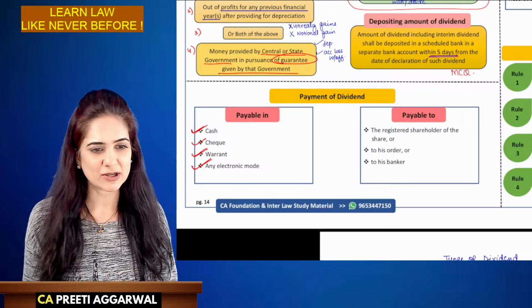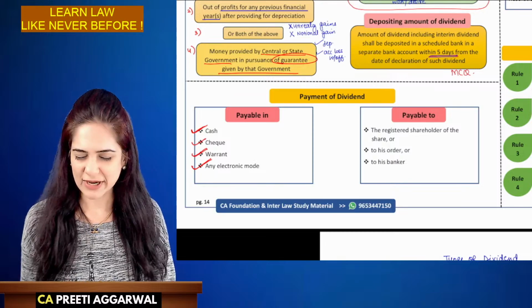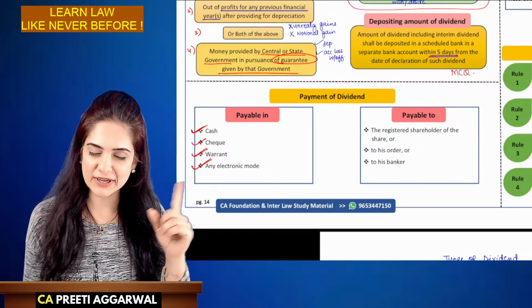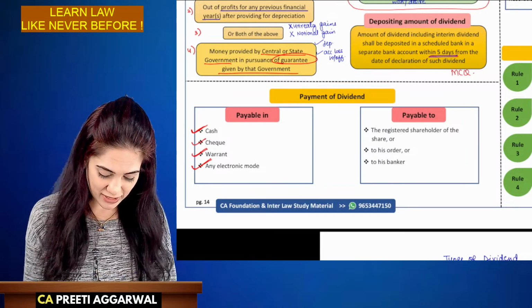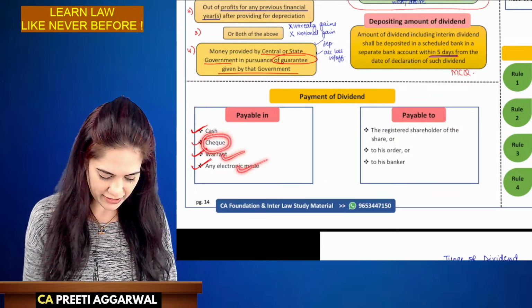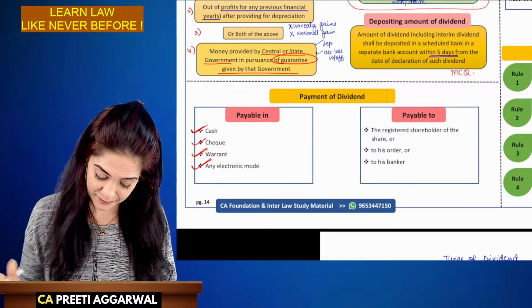Let's say that, sorry, that was underwriting commission. My bad. Dividend cannot be given in kind. It can be given in cash, cheque, warrant, or any electronic mode. Underwriting commission can be given in cash or kind.